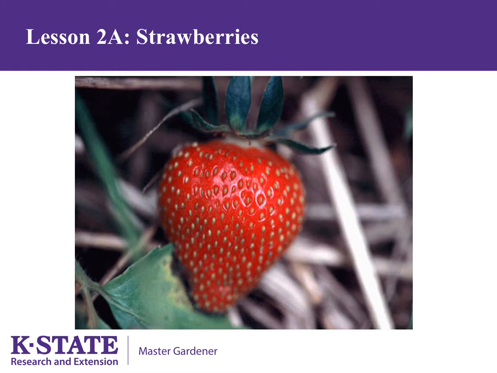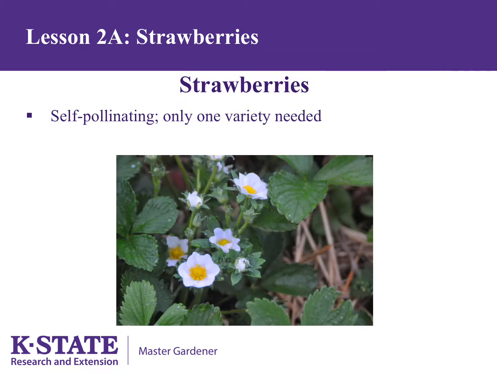This lesson will focus on strawberries. Strawberries are one of the easiest crops to grow, but understanding how they grow can help us harvest much more fruit. Strawberries are self-pollinating, so only need one variety.